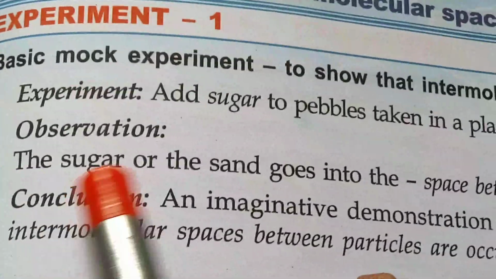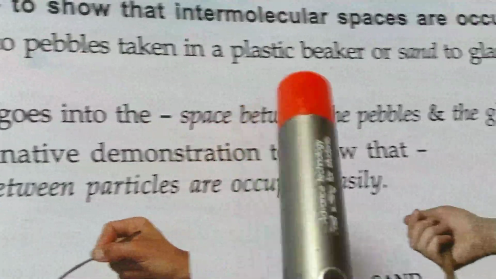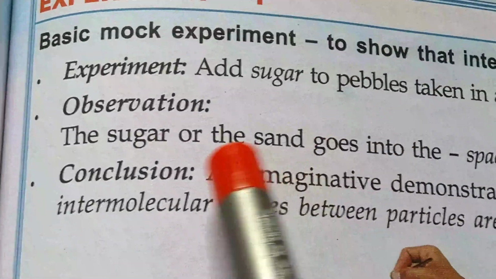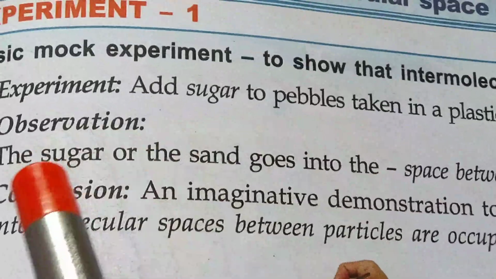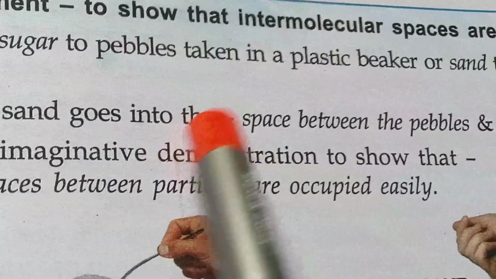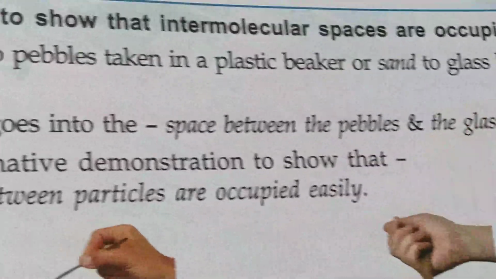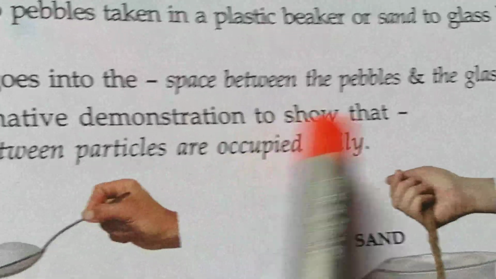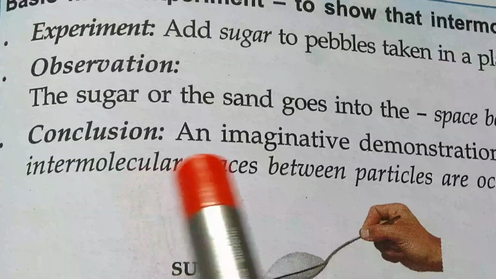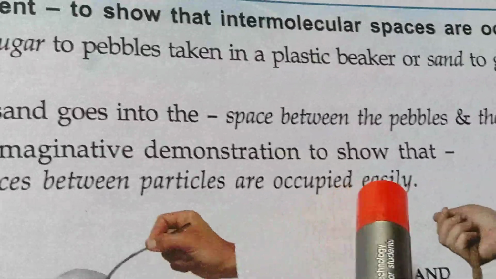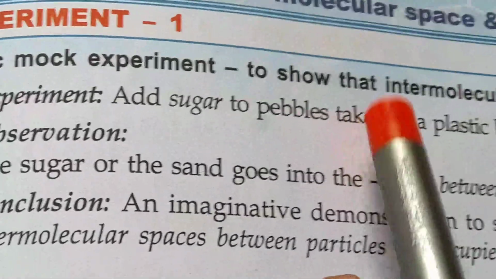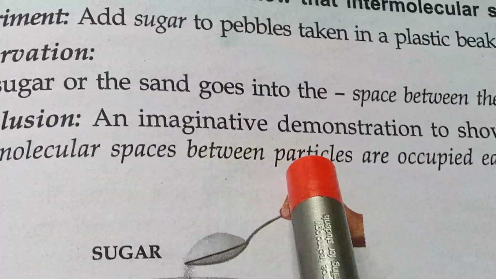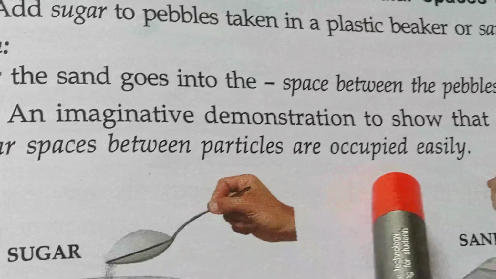Observation: the sugar or the sand goes into the space between the pebbles and the glass balls respectively. मतलब हम लोग क्या देखेंगे, बीकर के अंदर देखेंगे, either sugar or sand goes into the space between the pebbles or the glass balls. Conclusion: an imaginative demonstration to show that intermolecular space between particles is occupied easily. So by this experiment we can easily demonstrate that intermolecular space between the particles is easily occupied.